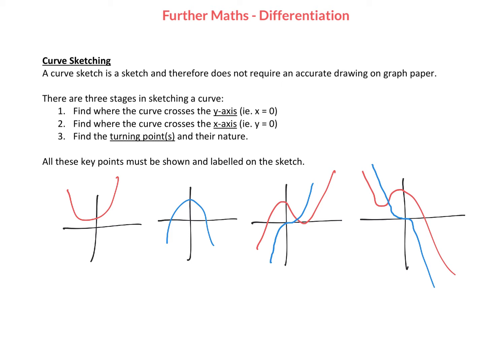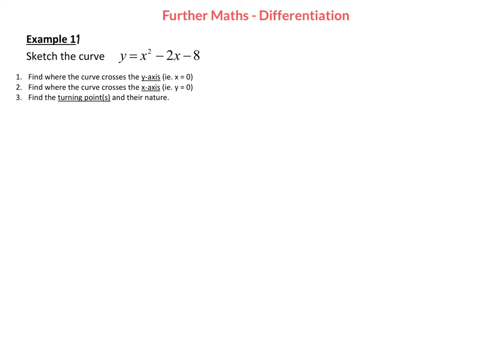So roughly we know what they look like, and we want to find the important points, like where does it cross the x-axis or y-axis? Where's the turning point? Where are the turning points? And if we can get all that information, then we can plot a pretty good sketch. So here's one here. Sketch that curve. So first of all, let's do these three points.